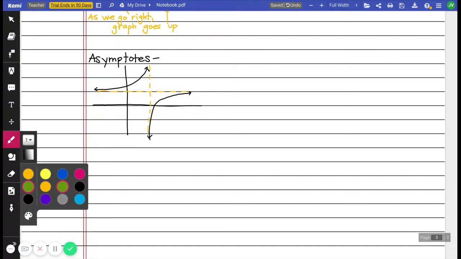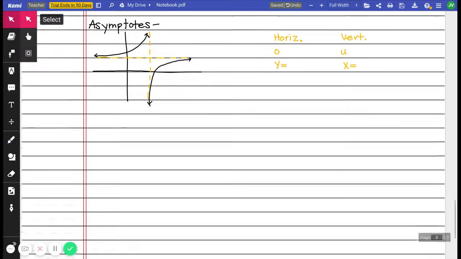A couple quick reminders about some things with asymptotes. Whenever we're talking about a horizontal line, it has a slope of 0 and the equation is y equals. Vertical lines have an undefined slope and their equation is x equals. So we can think H-O-Y, V-U-X to help guide our thinking on some of these asymptote things. Okay, back in action. Asymptotes.